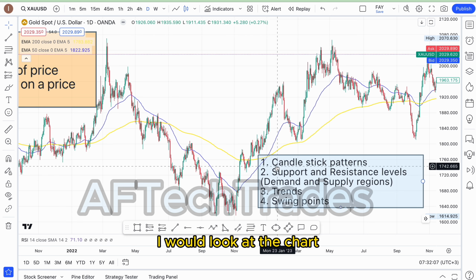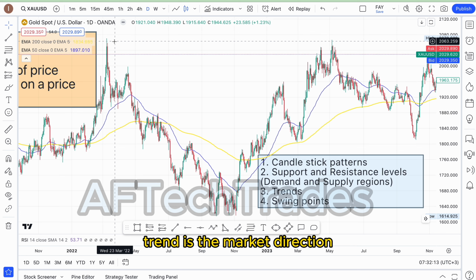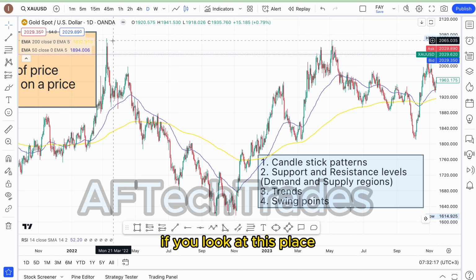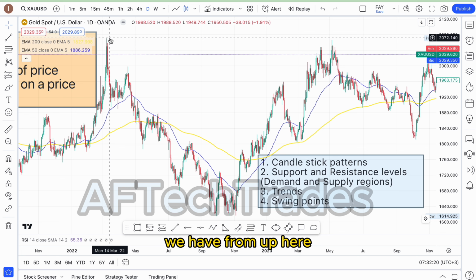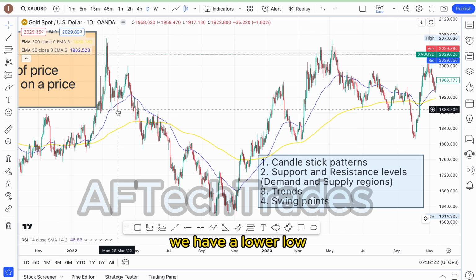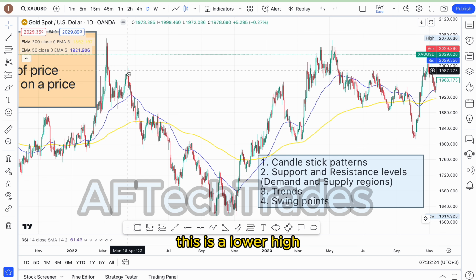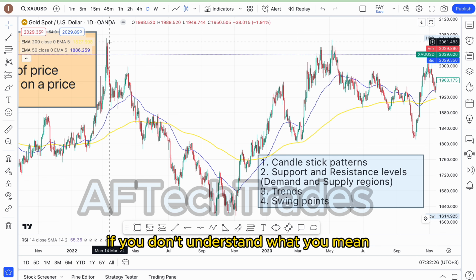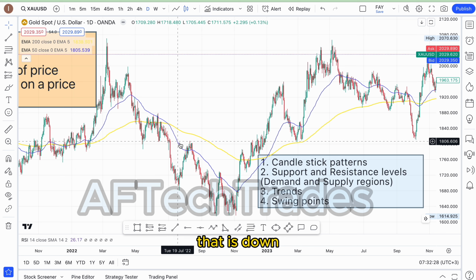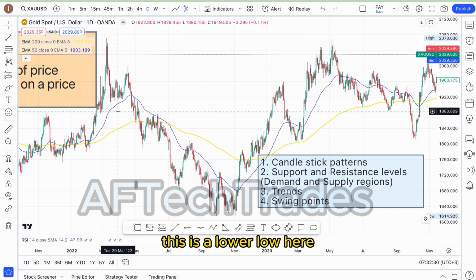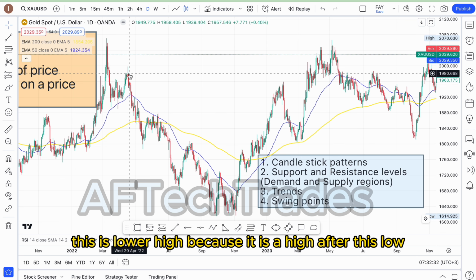Going with trends. Trend is the market direction. If you look at this place, from up here we have a lower low. This is a lower high. If you don't understand what it means, lower means lower down. This is a lower low here. When we say lower high, this is a lower high because it is a high after this low but below the first swing point that you started the count.